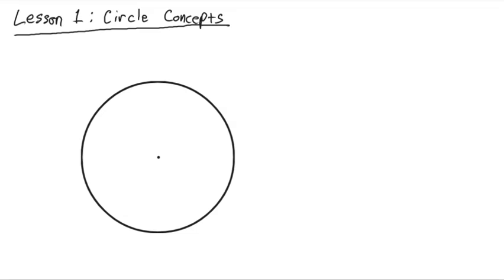All right, so we are going to learn about certain concepts associated with circles. In this particular video, we're going to identify five lines and line segments. So five lines slash segments that are associated with circles, okay?